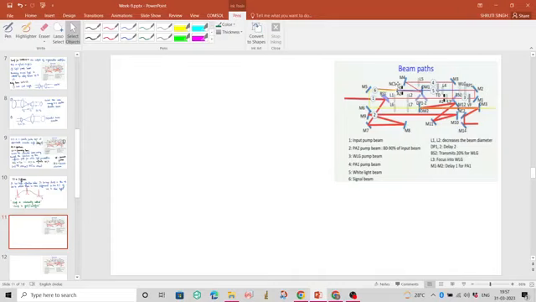So next, after the NC1, the pump is thrown away or blocked here, and then we get the signal, which is shown here in the yellow color. The signal goes here.